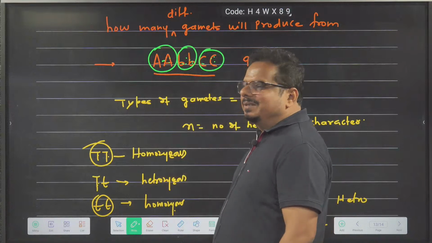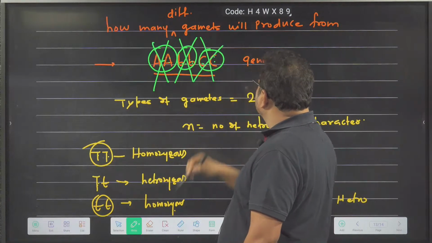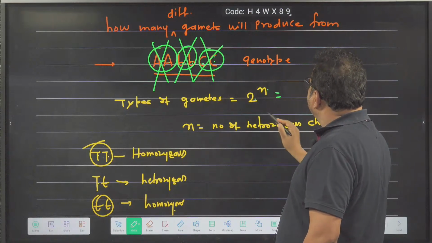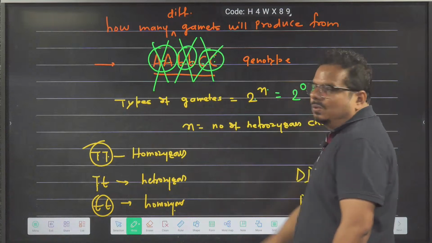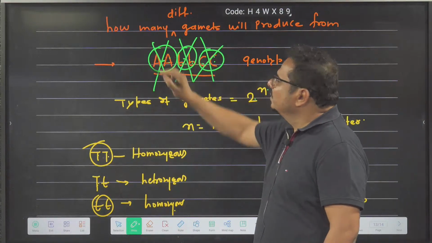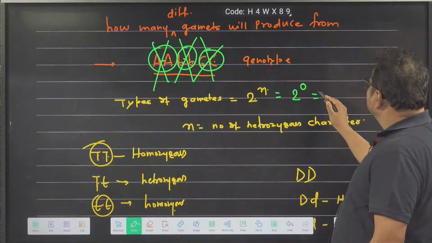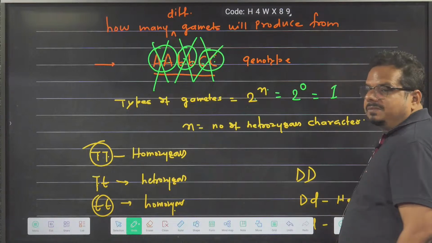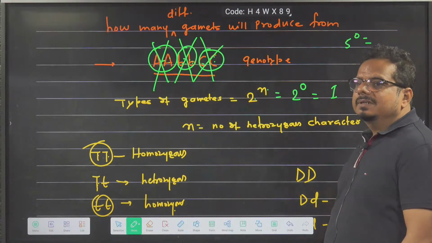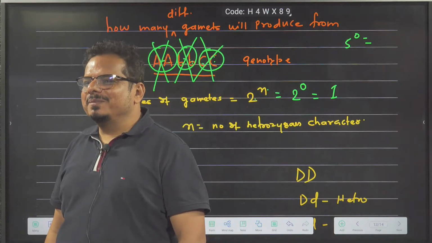Can I write 0 heterozygous? It is not heterozygous, it is homozygous. So the formula will apply: 2 to the power n, 2 to the power 0. We are adding 0 here because not a single heterozygous is there. All characters are homozygous here. And 2 to the power 0 equals 1. If I ask, 5 to the power 0 equals, like 2 to the power 0 is 1, 5 to the power 0, how many?